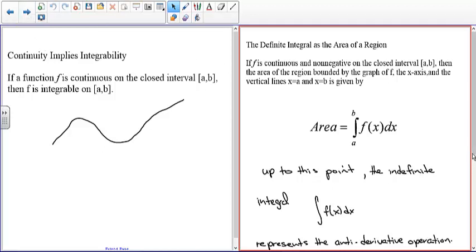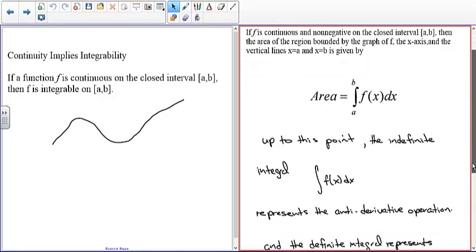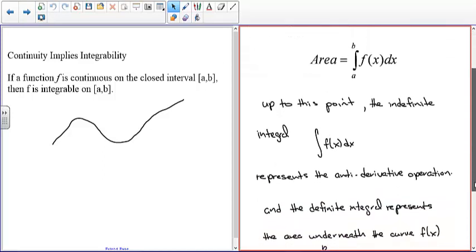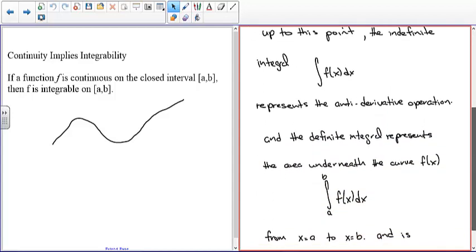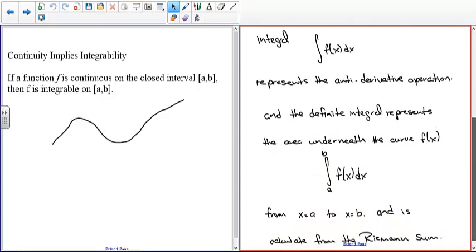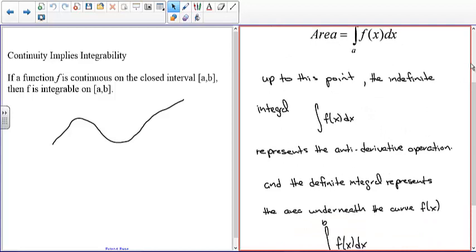So what does this say? Up to this point, the indefinite integral represents the antiderivative, and the definite integral represents the area underneath the curve. Okay, we already talked about that.